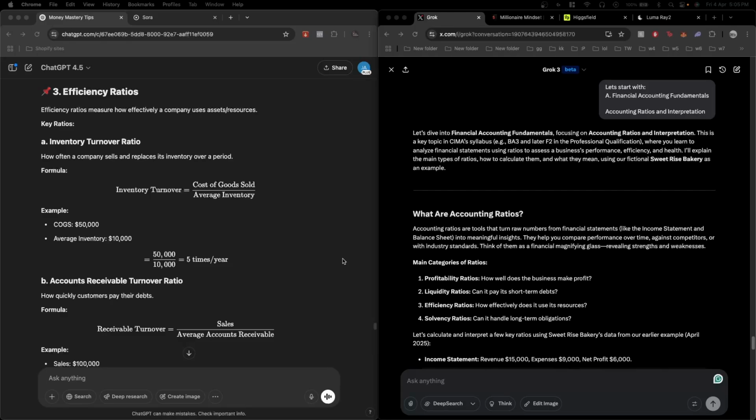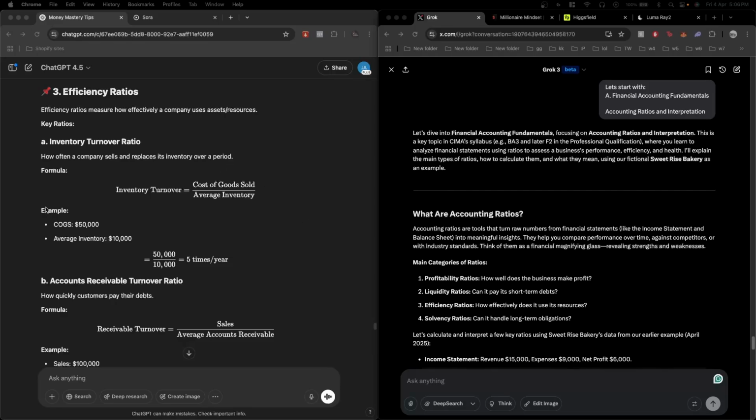Now we move on to efficiency ratios. Efficiency ratios measure how effectively a company uses assets or resources. So, the inventory turnover ratio. This shows how often a company sells and replaces its inventory over a period. The formula is as follows. The inventory turnover equals cost of goods sold divided by your average inventory.